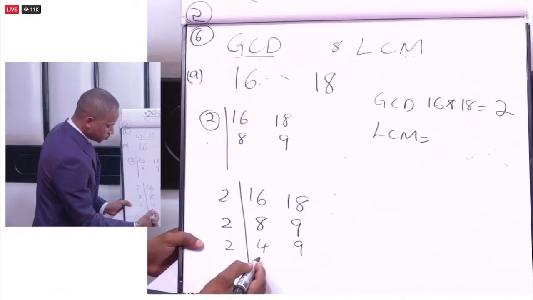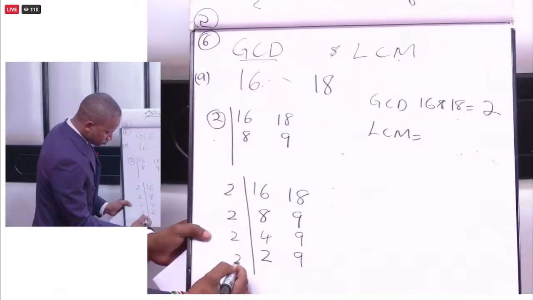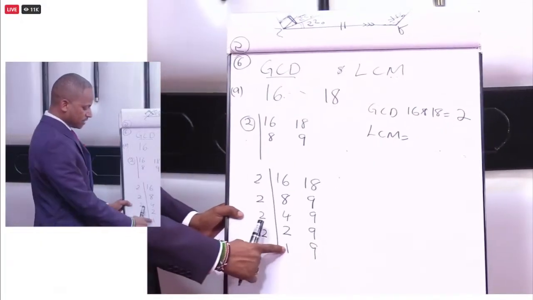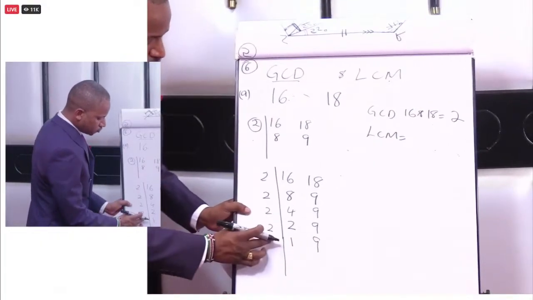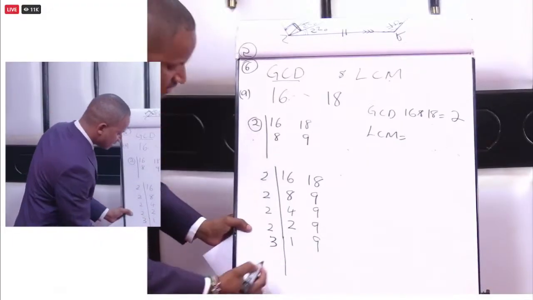2 goes into 4 twice. You drop 9 down. Then 2. 2 goes into 2 once. You drop 9 down. The moment you remain with 1 here, now 2 can go into 9, but there'll be a remainder, so you avoid it. You go to the next number, which is 3.